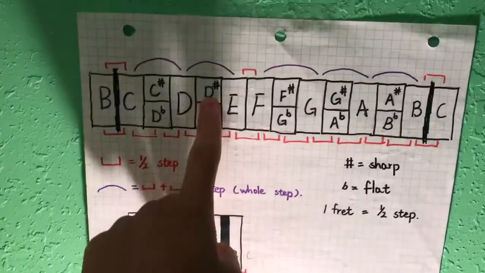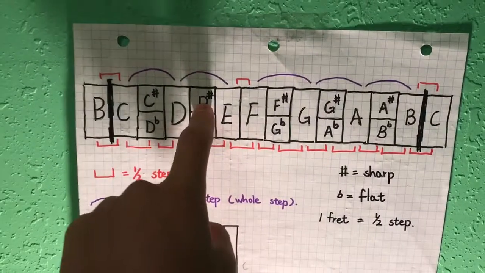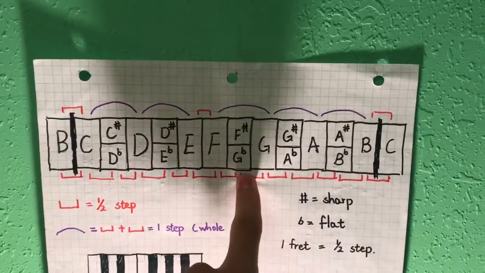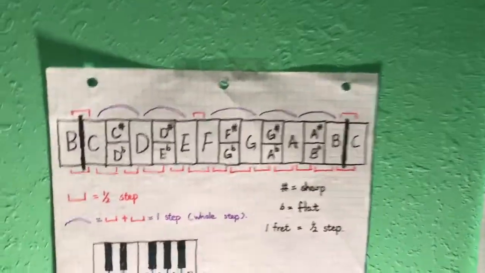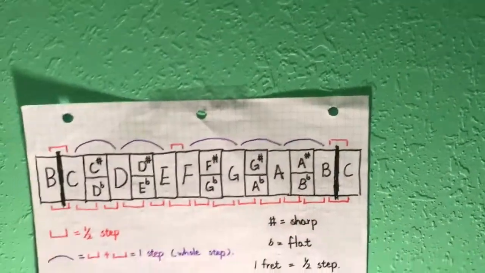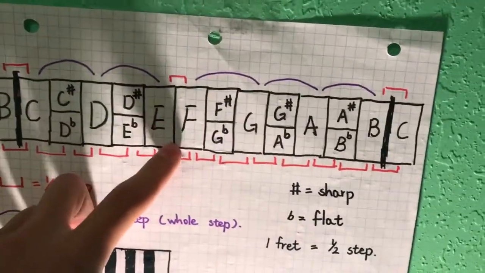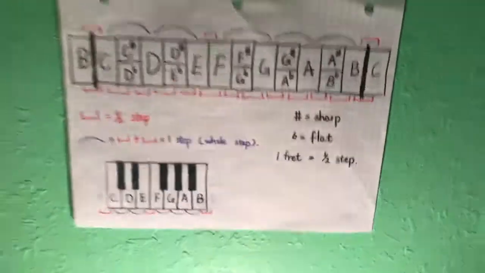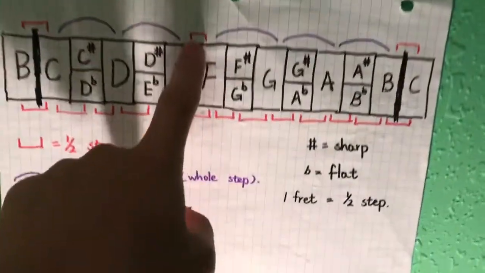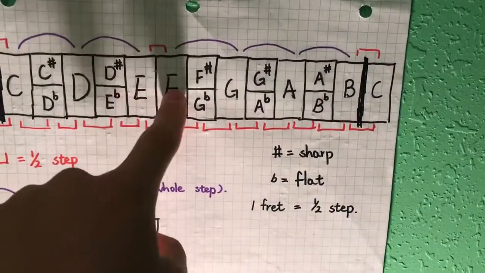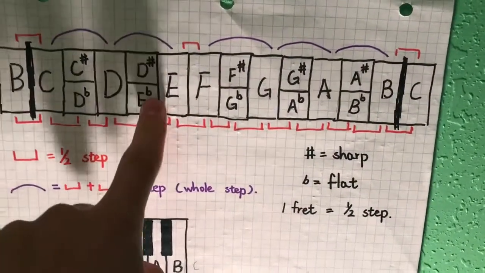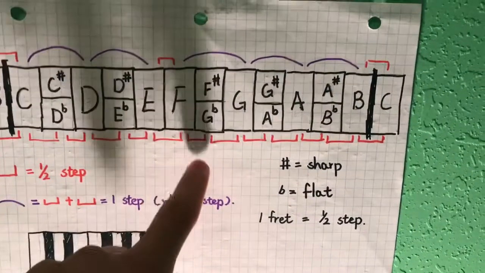So you see between D and E, there's D sharp and E flat, and F sharp, G flat. And you might wonder why between E and F, and B and C, there is no such thing as E sharp? No. F flat? No. There are no things like that. Why? Because E and F are only a half step away from each other. So basically, E sharp is F, and F flat is E.